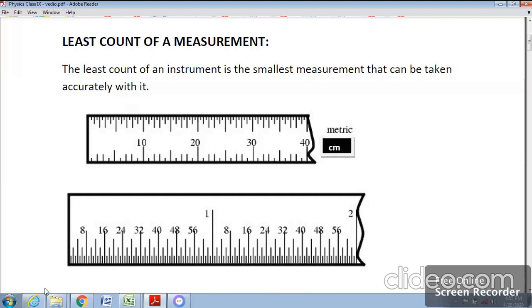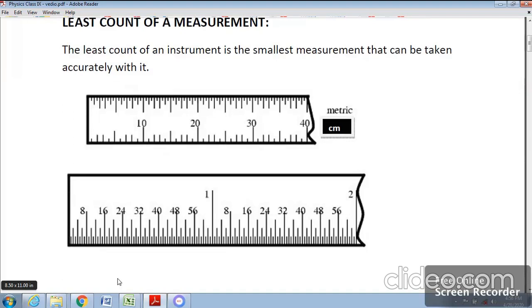A meter rule is used for length, a balance for mass, a watch for time, a thermometer is used for temperature, and so on. So each instrument has a definite limit for accuracy of measurement, which is expressed in terms of its least count. The least count of an instrument is the smallest measurement that can be taken accurately with it. A measuring instrument is provided with a scale for the measurement, and the least count is the value of one smallest division on its scale.